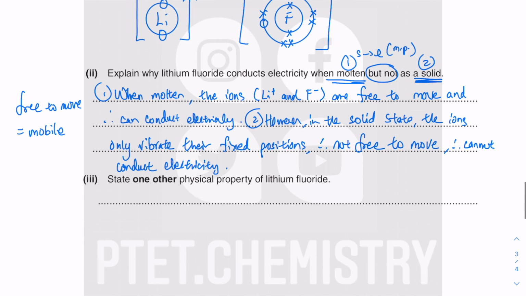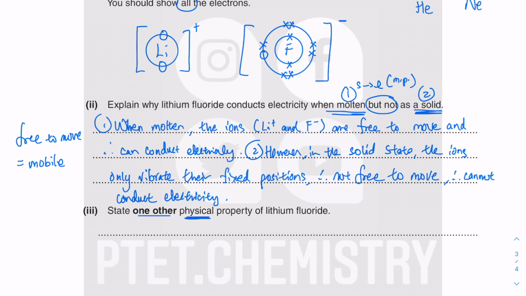Okay, state one other physical property. So they already talked about electrical conductivity. In your syllabus, you also learned that ionic compounds have high melting and boiling points, because you need to break the very strong ionic bonds between the oppositely charged ions, Li plus and F minus.